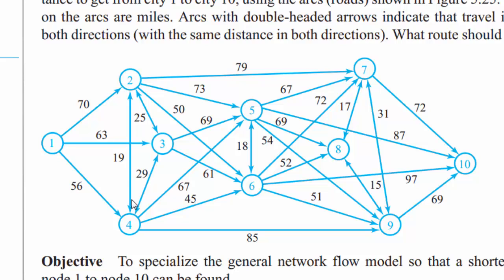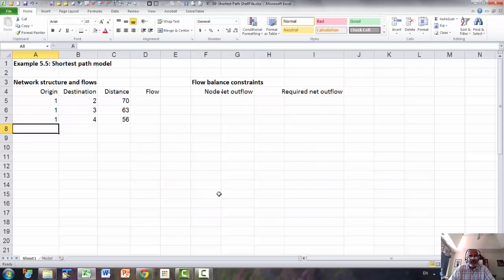Then the next set, from 2 we have one arrow going this way. See, here is the arrowhead. So 2 to 4. 2 to 1 is not possible because there is no arrowhead here. 2 to 3, 2 to 4, 2 to 5, 2 to 6, 2 to 7. So 3, 4, 5, 6, and 7.